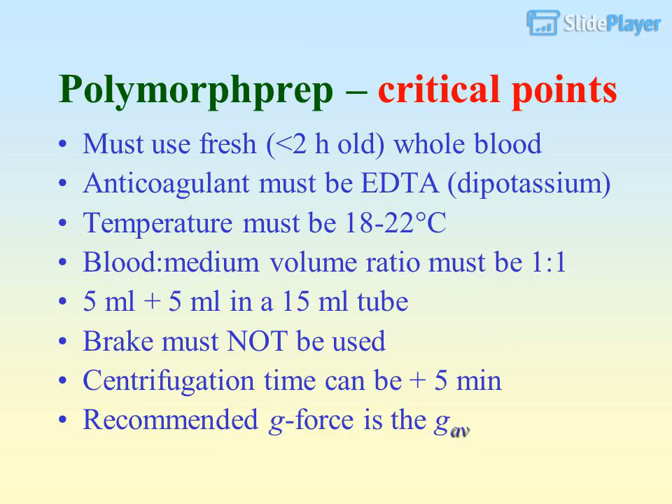Polymorphprep, critical points. Must use fresh, less than 2 hours old, whole blood. Anticoagulant must be EDTA, dipotassium. Temperature must be 18 to 22 °C. Blood to medium volume ratio must be 1:1: 5 ml plus 5 ml in a 15 ml tube. Brake must not be used. Centrifugation time can be plus or minus 5 minutes. Recommended G-force is the GAV.